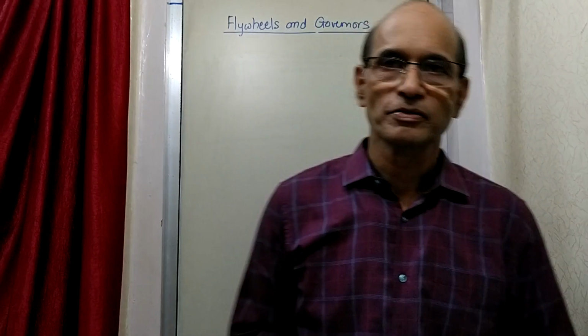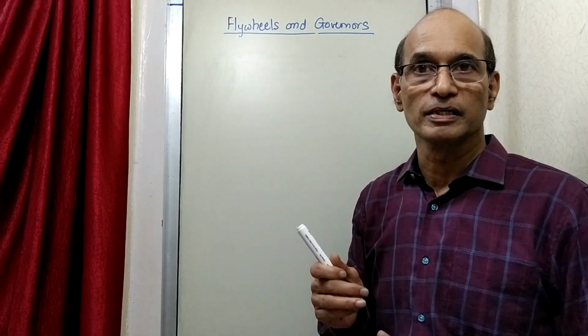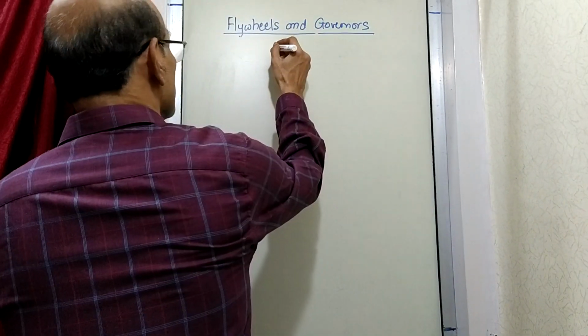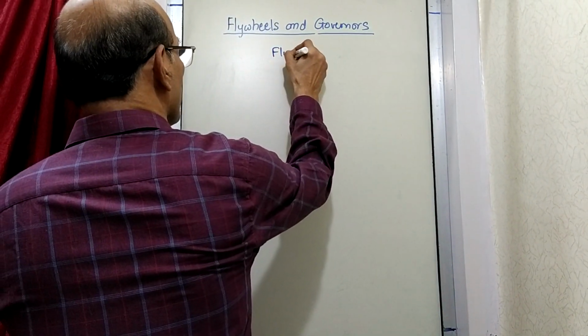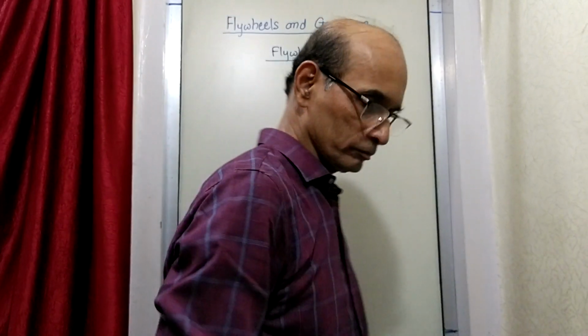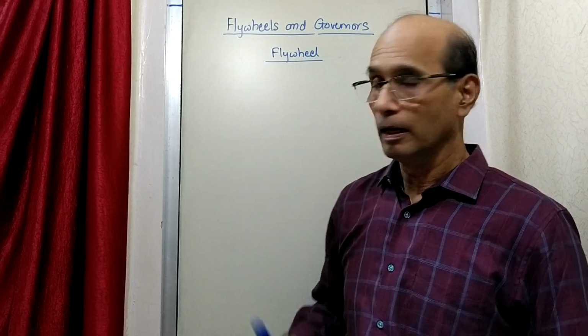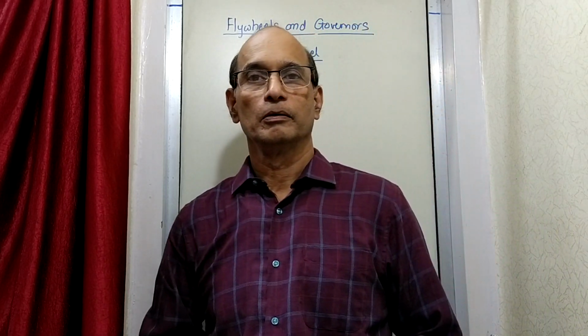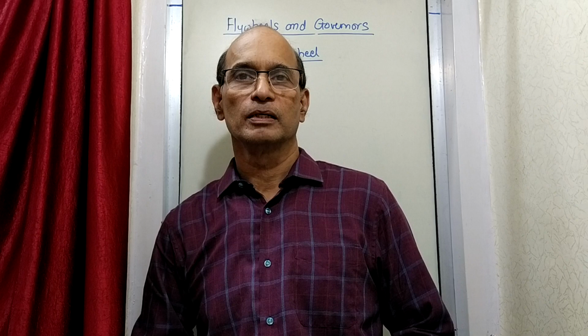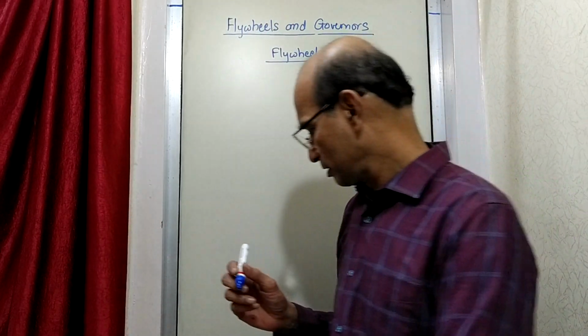Okay, so last time we have seen the governor. Now let us see the other machine element, the flywheel. What does it do? So let's see the flywheel. Function of a flywheel. A flywheel is, you can say, working like an energy reservoir.